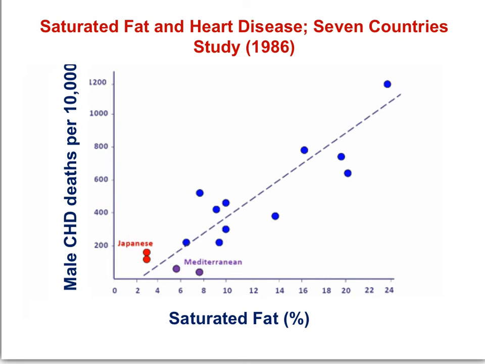This graph displays a positive correlation between the amount of saturated fat in the diet of people in various countries and coronary heart disease as measured by male coronary heart disease deaths per 10,000 people. Now, correlations are statistical links between two variables, but they should be viewed cautiously. Correlation is not always causation. The correlation between high saturated fat consumption and heart disease does not prove that high saturated fat consumption causes heart disease.